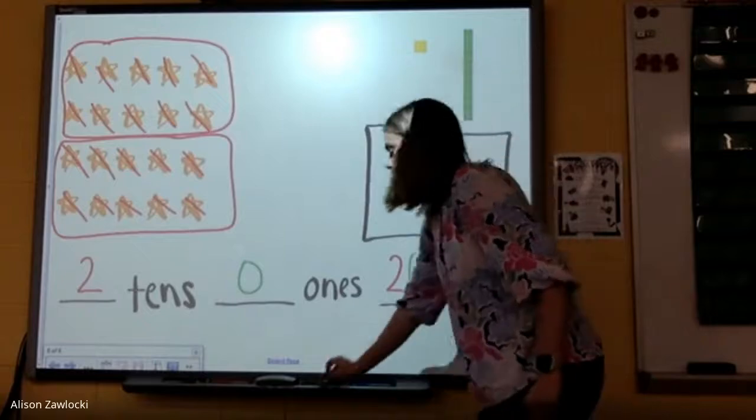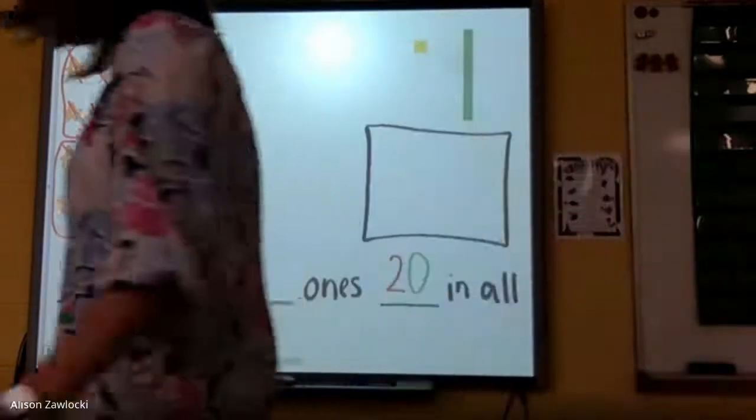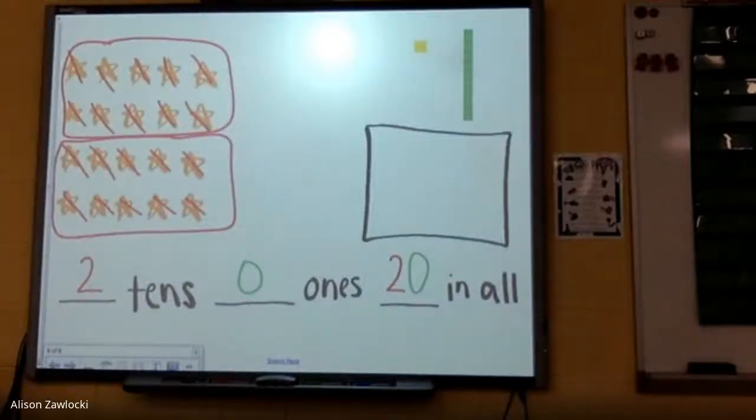Boys and girls, what number did I just write? That's right, it's 20. Very good job. So make sure you write that on your own notebook.